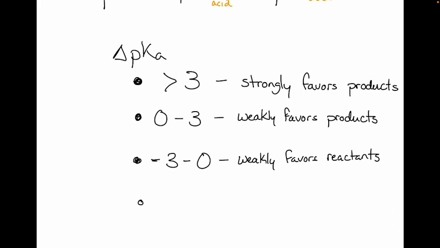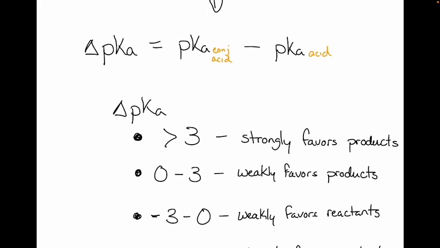And then anything less than -3 strongly favors the reactants, meaning you combine those two things together and absolutely nothing happens. There is no product that's formed. So lastly, for delta pKa, you're doing the product minus reactant, or the conjugate acid minus the acid.